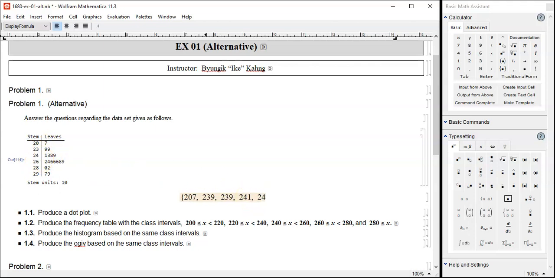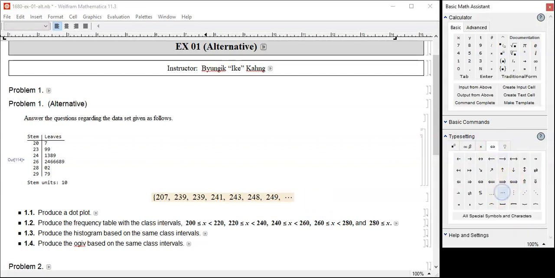241, 24, the next number is 3, right? 3, 248, 249, and all these are from the 240s. And then how many numbers are there in the 260s? 2466689. So you can recreate all those numbers there. So let me just write down dot dot dot over here. And that's the data set.